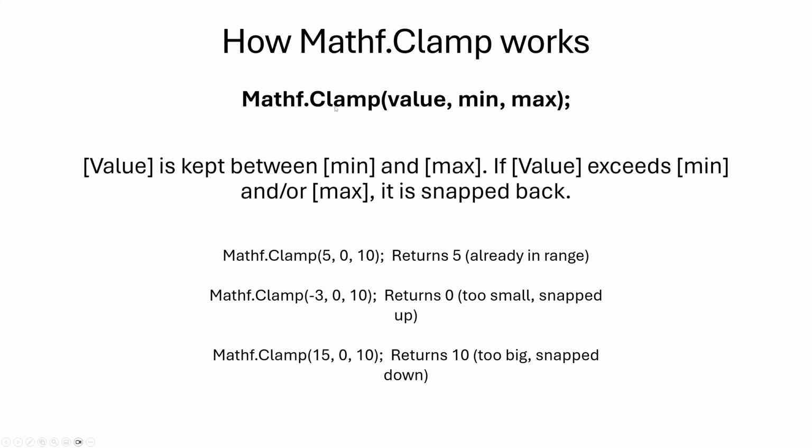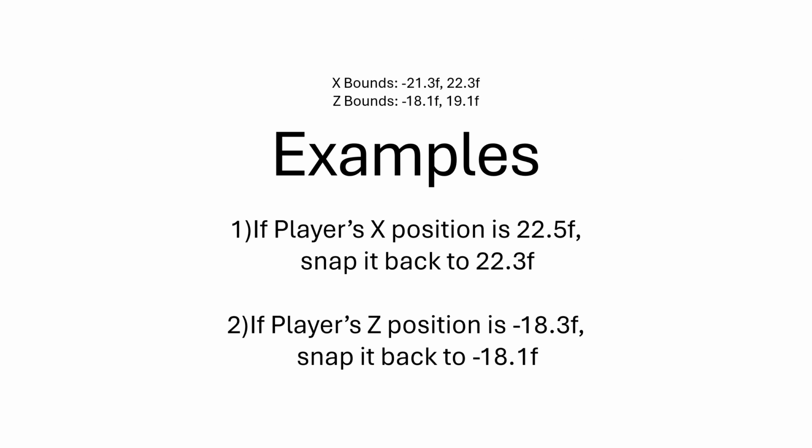So this is the structure of our Mathf.Clamp. In this example, value is kept between min and max. If value exceeds min or max, it is snapped back. Considering how Mathf works and what our bounds are, we want to use Mathf to keep our player character or player object within these bounds. It will be much clearer when we are coding, so let's get back into our Unity editor.